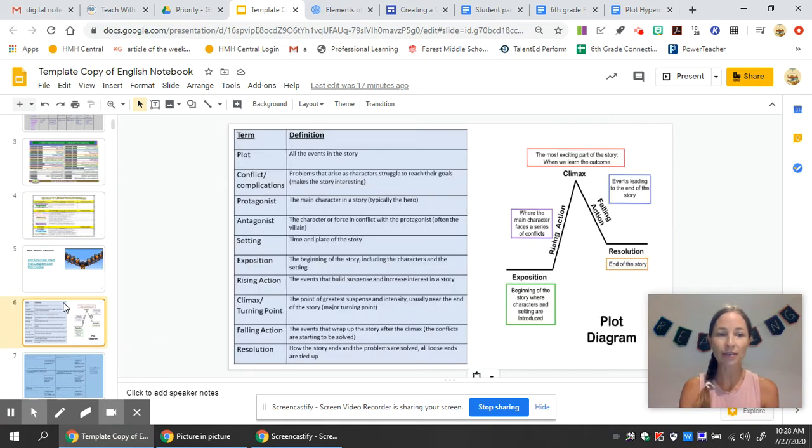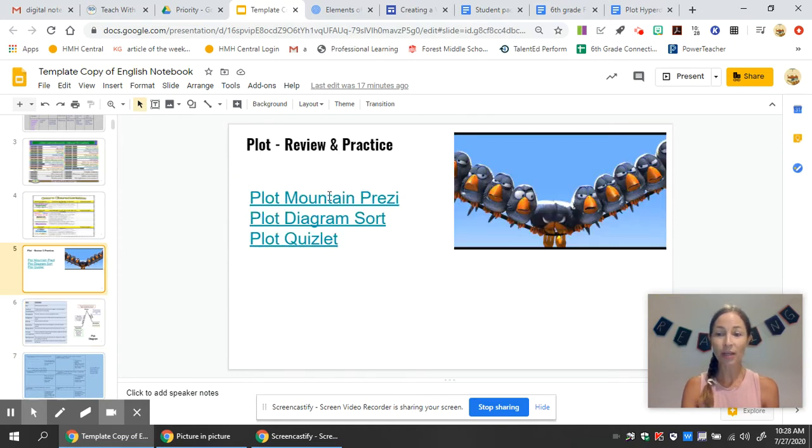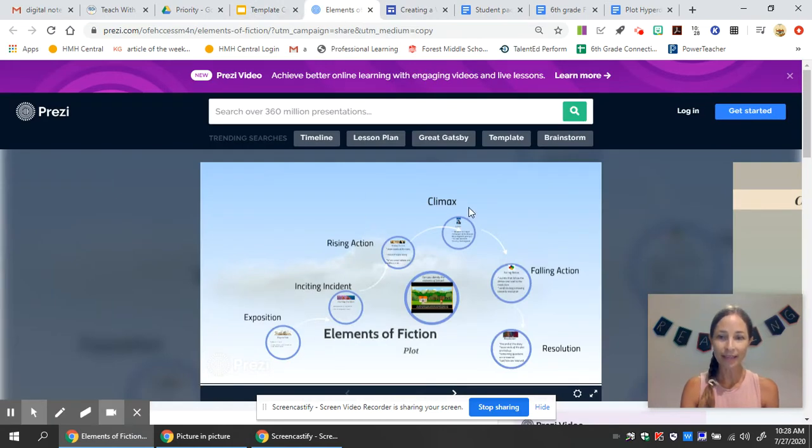You're going to see in the next slide in your digital notebook all the terms that we're going to be learning throughout this plot unit and reviewing, as well as a plot diagram, or we sometimes call it a plot mountain because it does look like a mountain as you go up and you go down. So when we go to this Prezi that you can access at any time, it looks like this. You're going to see that it is in the shape of this mountain, or the plot diagram that we call it.